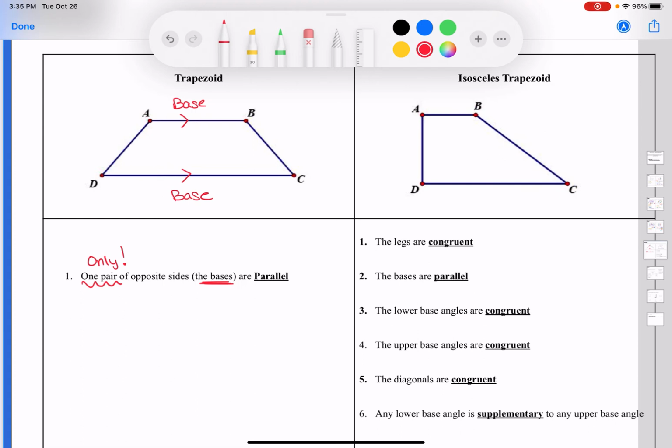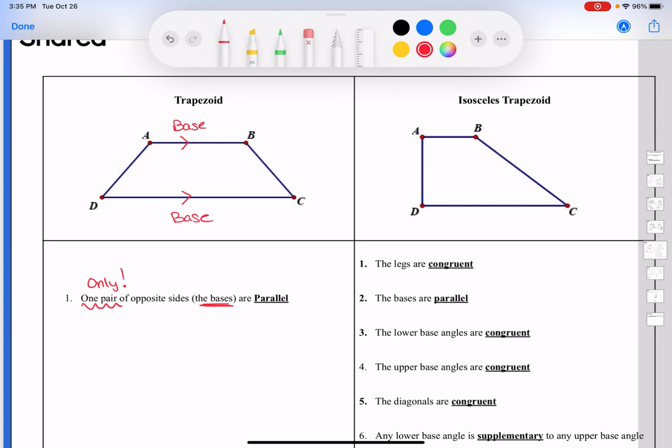Then if I want to make a trapezoid an isosceles trapezoid, it has to be a trapezoid, right? So all properties of a trapezoid, meaning only one pair, the bases, are parallel.